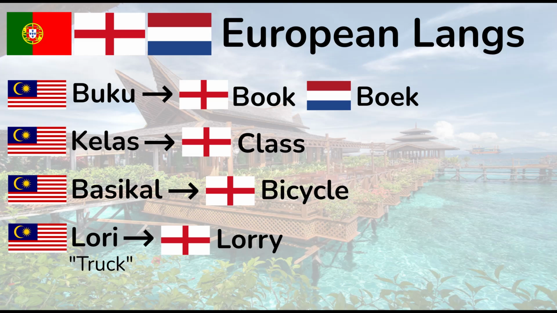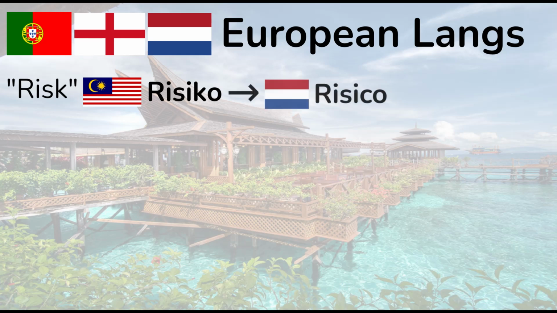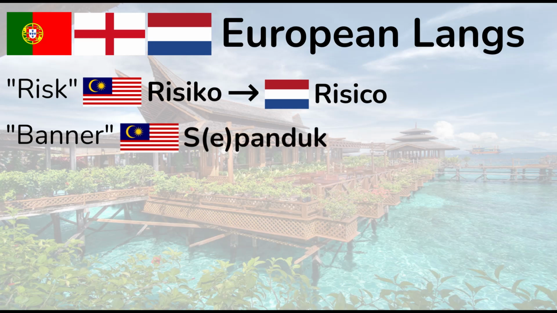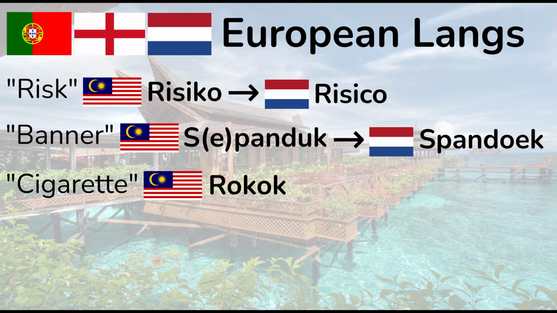And of course, Dutch loanwords too. The word for risk, Risiko, from Dutch Risico. The word for banner, Spanduk, from Dutch Spandoek. And the word for a cigarette, in Malay that's Rokok, which comes from the Dutch verb Roken, meaning to smoke.